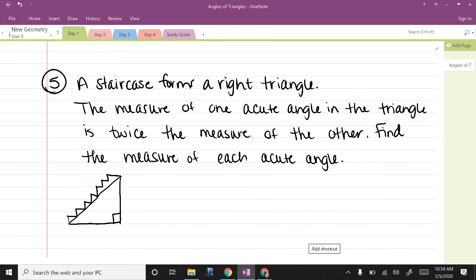Yeah, y'all like my stairs? You don't want me building your house, that's for sure. Is there a reason there's stairs there? A staircase forms a right triangle. It's just a visual.